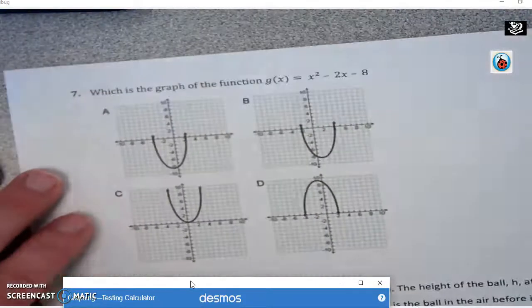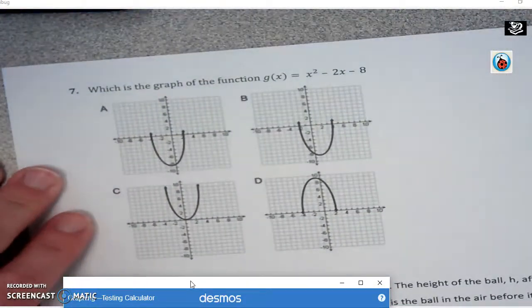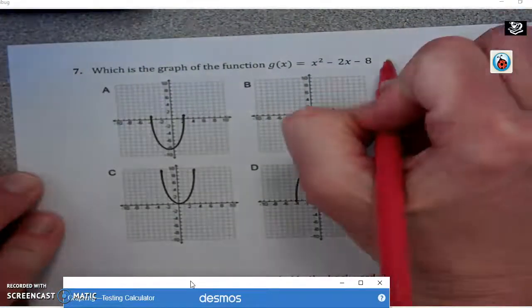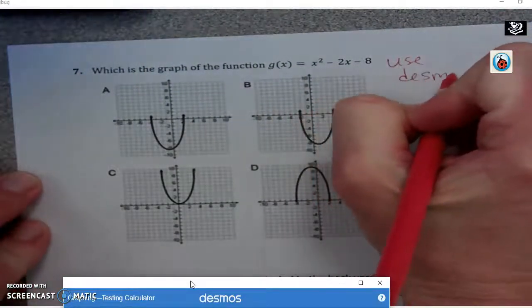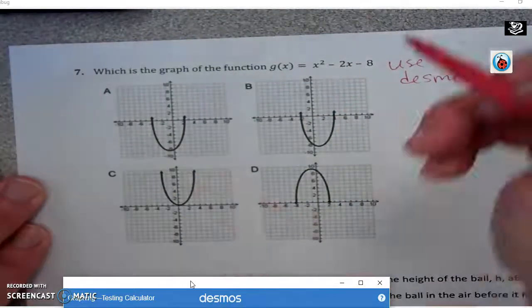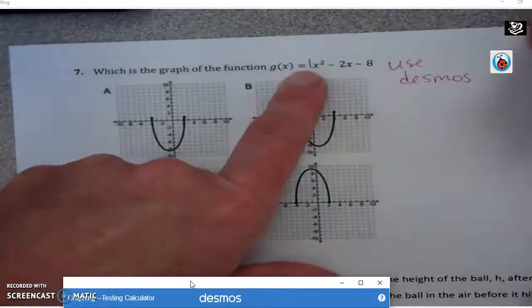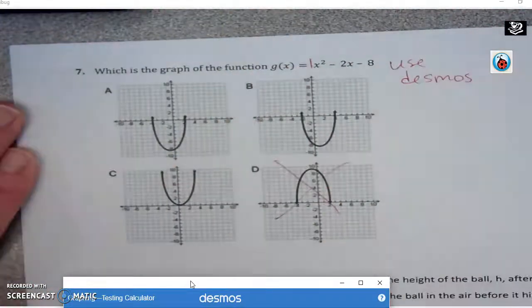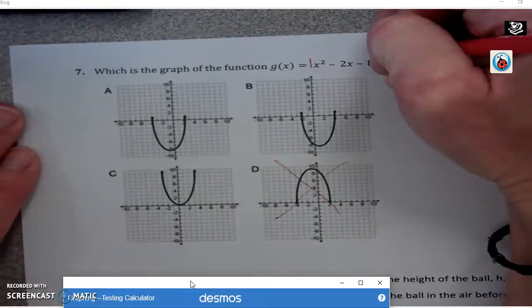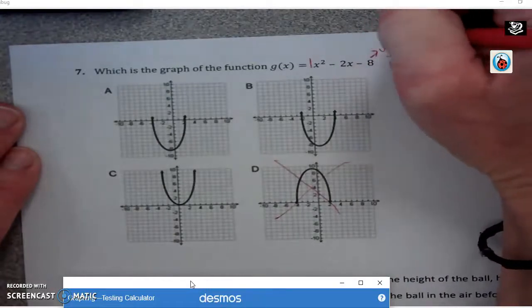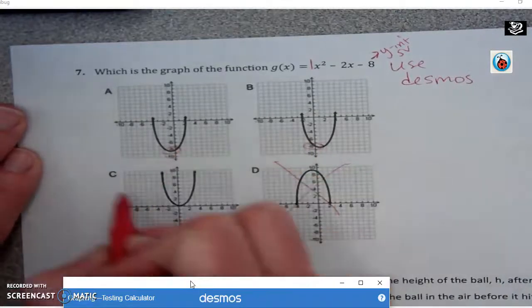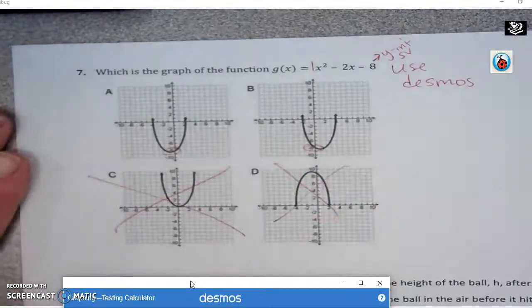Number 7, which is the graph of the function g of x equals x squared minus 2x minus 8. You can use Desmos. Before I put it in Desmos, I am going to talk to you about a few things. I know that in front is a positive, so I know it's going to open up, so it can't be D. I also know that negative 8 is the y-intercept or the starting value, so it's going to go through negative 8 on the y, so it can't be C.